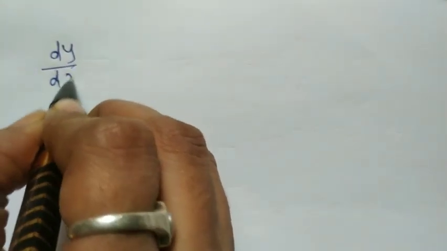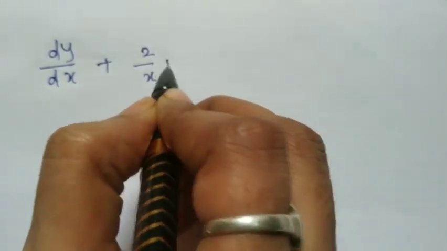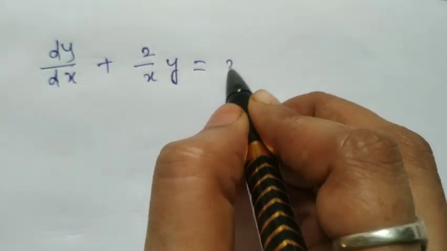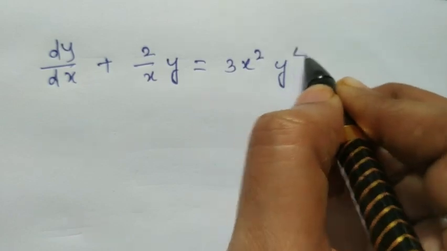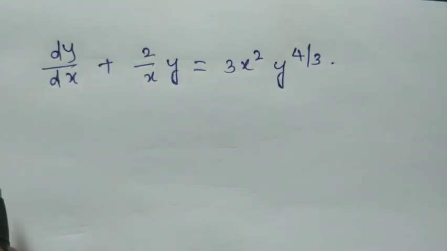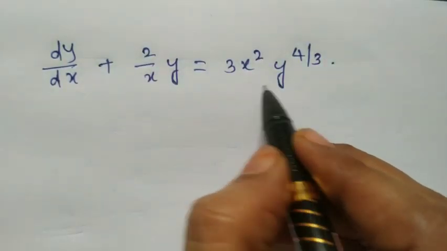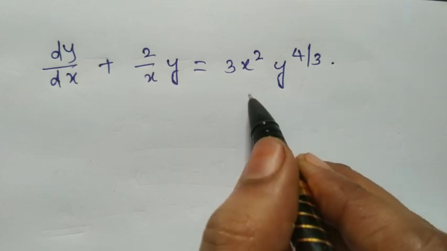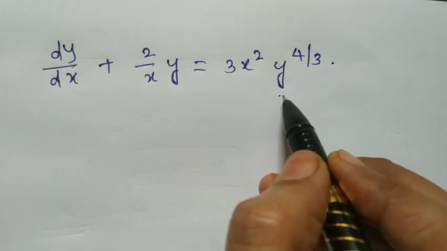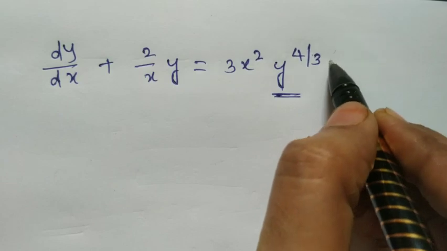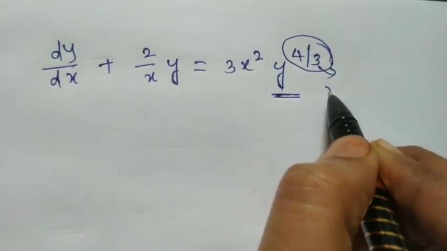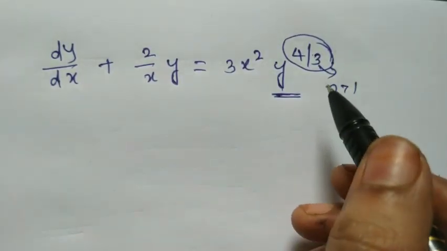Next problem: dy/dx + (2/x) y = 3x² y^(4/3). This is a Bernoulli differential equation and belongs to case 2, because here y to the power 4/3, so the n value is greater than 1.